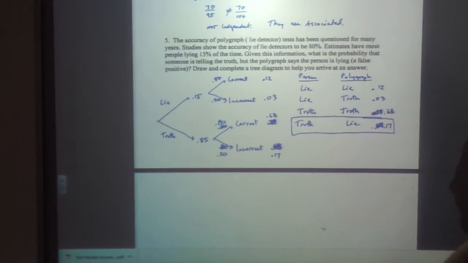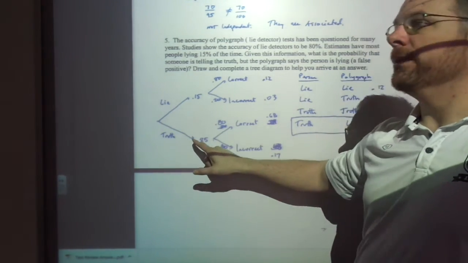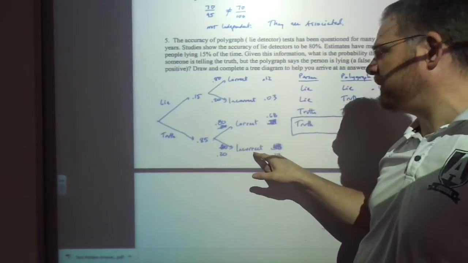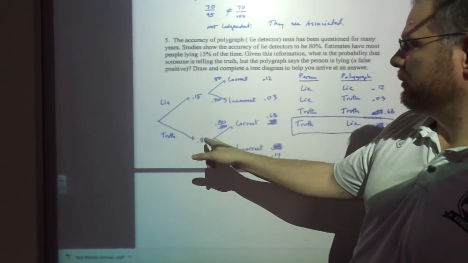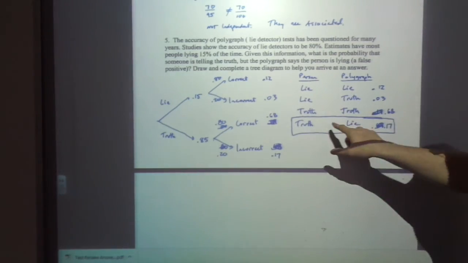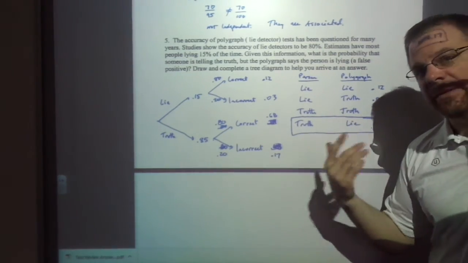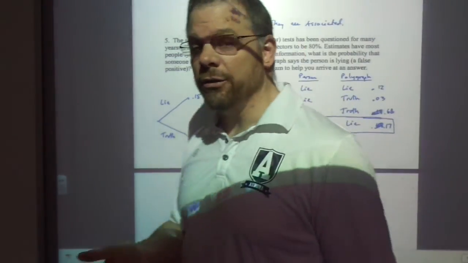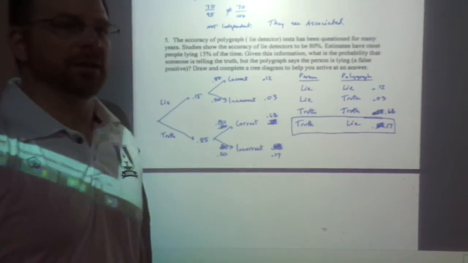And the one we're trying to find is the person tells the truth, but the polygraph is wrong, and the polygraph is saying he's telling a lie. So you multiply these, that's 17%. So that's the worst thing that can happen. 17% of the time, the person's really telling the truth, but the polygraph is showing it's a lie.